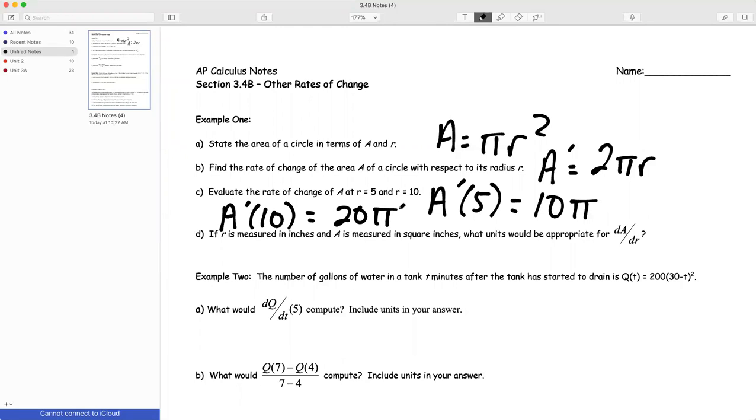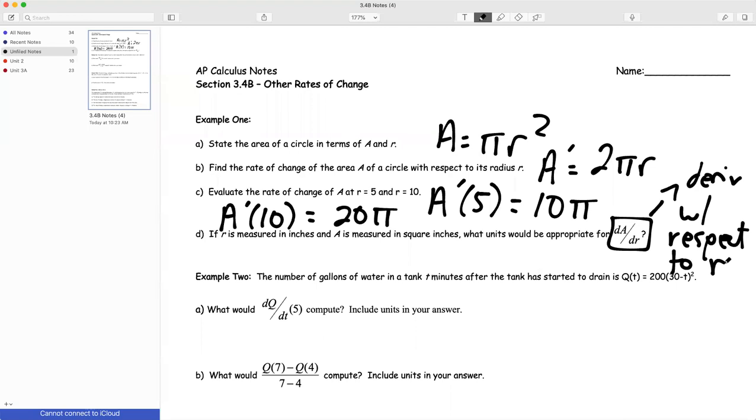So part D, if r is measured in inches and A is measured in square inches, what units would be appropriate for dA/dr? First of all, what is this? What is dA/dr? It stands for the derivative with respect to r. And so let's look at this. It's dA over dr. And so my area, what are the units for my area?